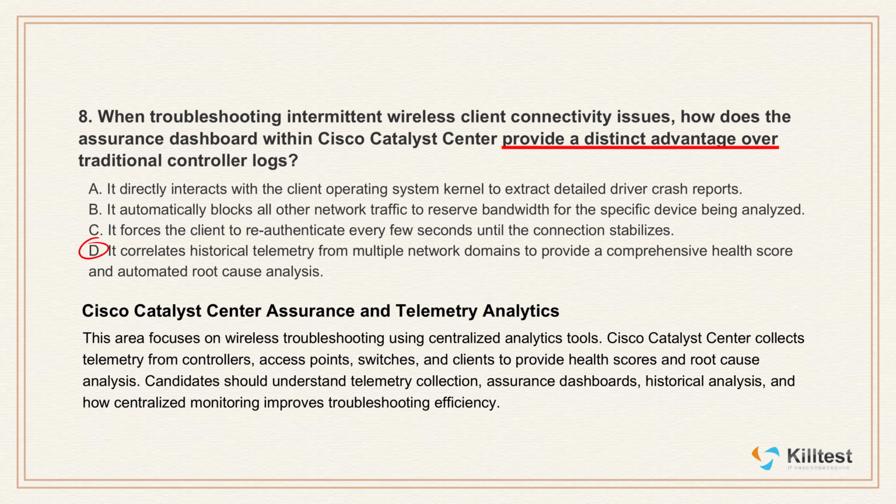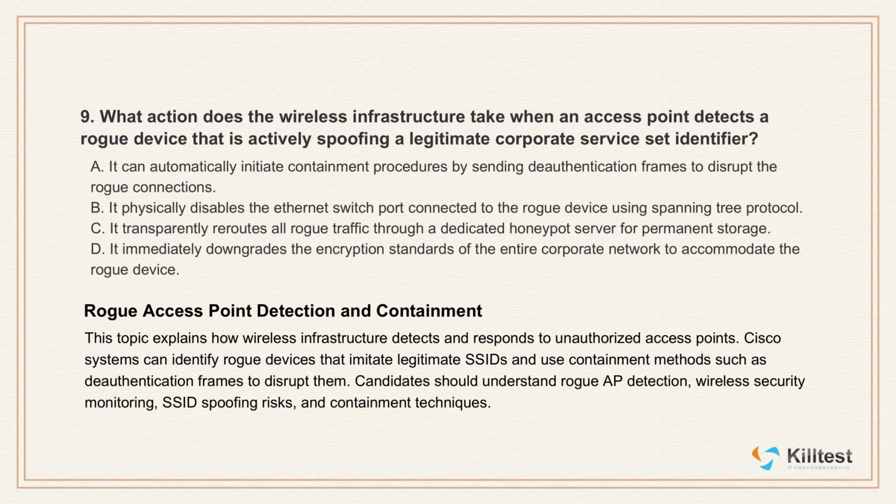Okay, telemetry helps find performance anomalies, but what if the anomaly is actually an active threat? Like an imposter trying to trick users into connecting to a fake network. Rogue access points. A very serious issue. Question 9. What action does the infrastructure take when detecting a rogue device spoofing a legitimate SSID?